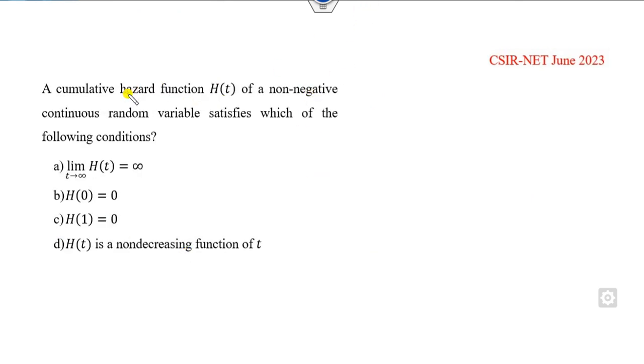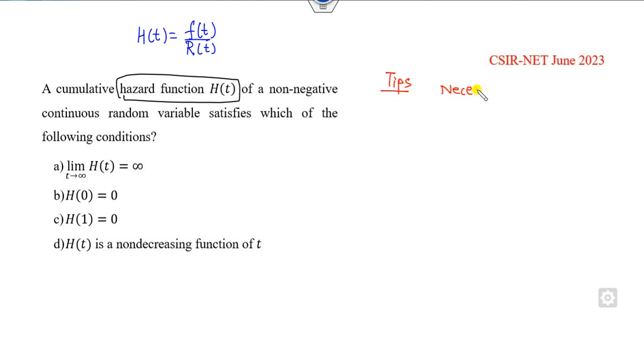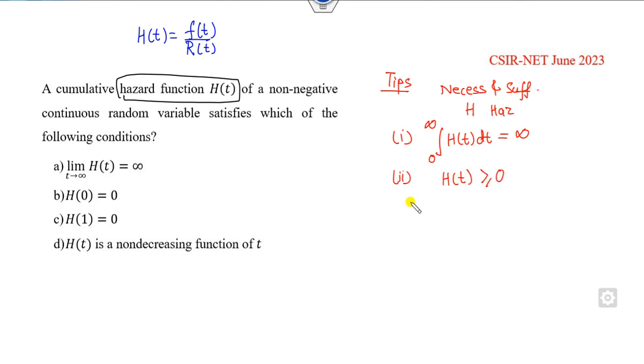Okay, which of the following is a hazard function? So what is the hazard function? That is nothing but f of t divided by r of t, which satisfies the following properties. It's very simple. What are the necessary and sufficient conditions for any function h to be a hazard function? Number 1, the integration from 0 to t of h should be infinite. Second, h of t must be greater than or equal to 0.